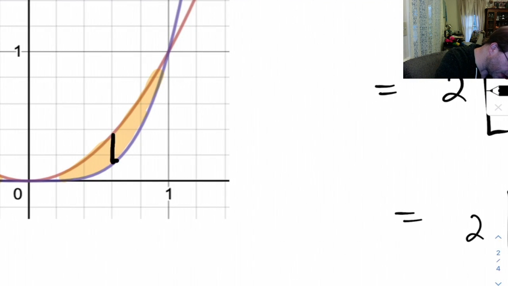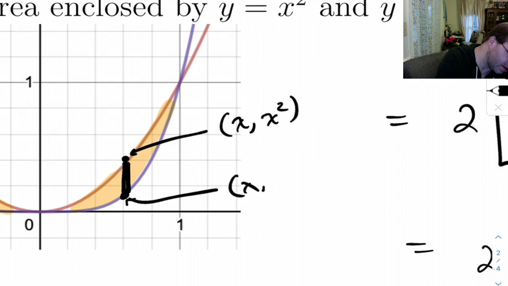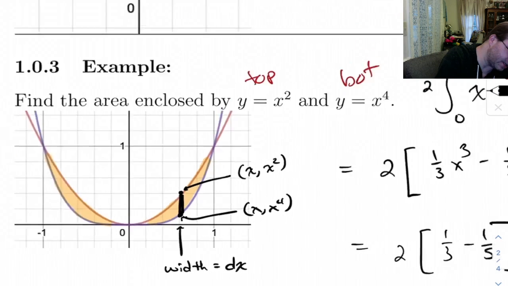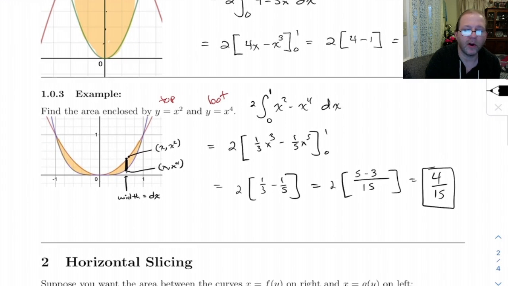So far, I didn't draw my rectangles in on these. Maybe it's worth doing that again. Because on this, a rectangle is like that. Its height is from the top. If I were to label this point, this would be the point x, x squared. Point down here would be x, x to the 4th. And the width would be a tiny change in x. All right, so next up we'll talk about horizontal slicing.